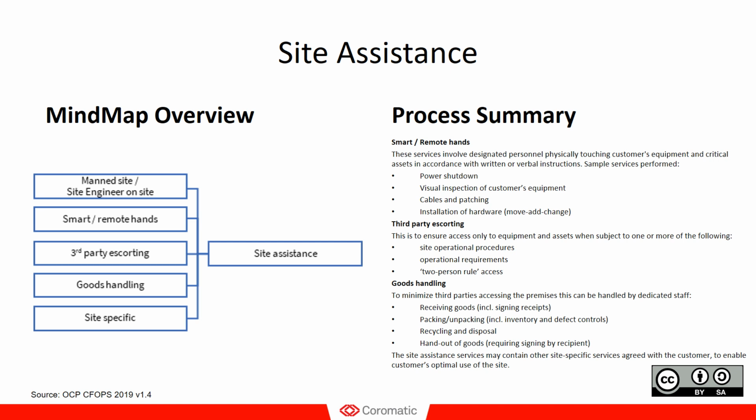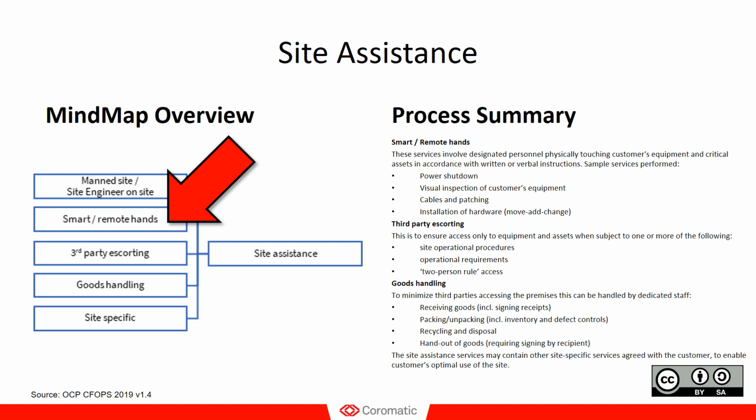The other services offered through Site Assistance, that is smart hands or remote hands. It's the services that involve designated personnel that physically touch the customer's equipment and also critical assets according to written or verbal instructions, often with remote connectivity, mobile phone or similar to show with the camera what they're doing. These could typically include power shutdowns or visual inspection of customers' equipment. It may be handling of cables or patching of networks and installation of hardware, also called moves, adds and changes.